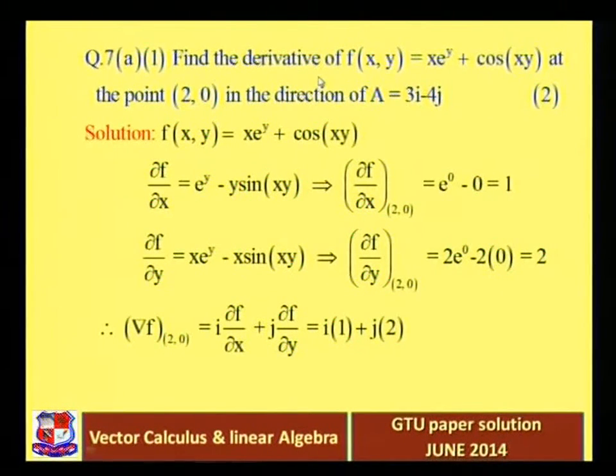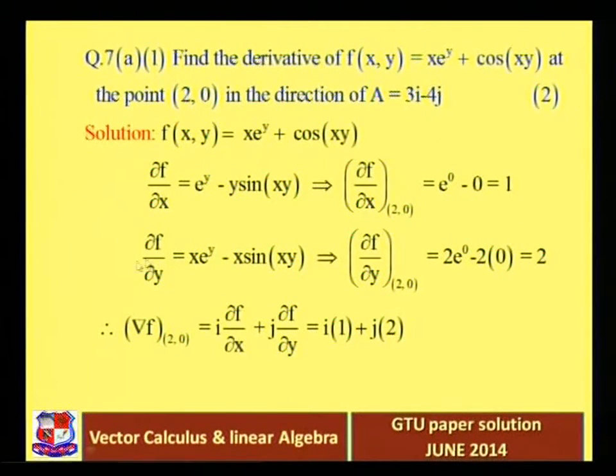f of xy is equal to x e raised to y plus cos of xy. del f by del x: here we are taking the partial derivative of f with respect to x. So y is a constant, e raised to y, the derivative of x is 1, e raised to y minus the derivative of cos is minus sine, so minus sine xy, and then the derivative of xy with respect to x we get y. Put the point 2 0 in this equation, we get e raised to 0 minus 0, so we get 1.